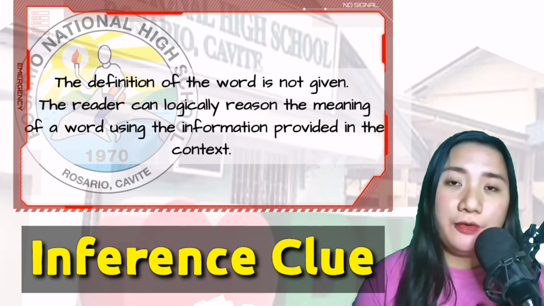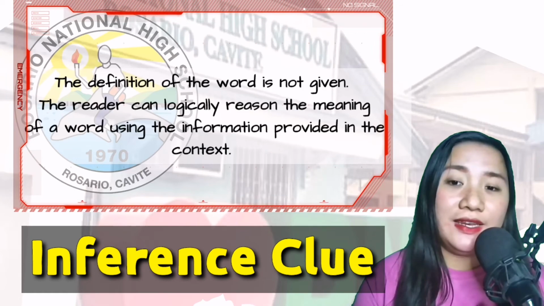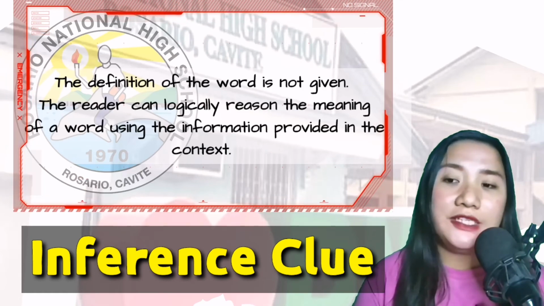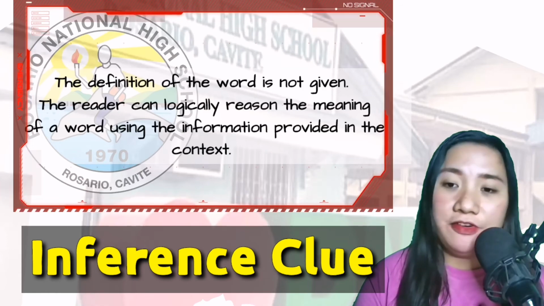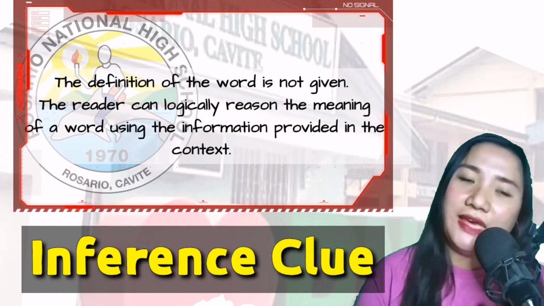Let's have the last clue. That is clue number 5. It's inference clue. The definition of a word is not given. The reader can logically reason the meaning of a word using the information provided in the given sentence or the context. Okay, so you are the one who will infer or guess the meaning of unfamiliar word with a given clue, of course. This is the example.